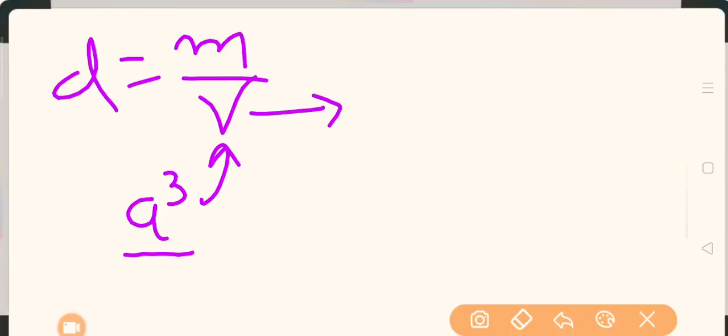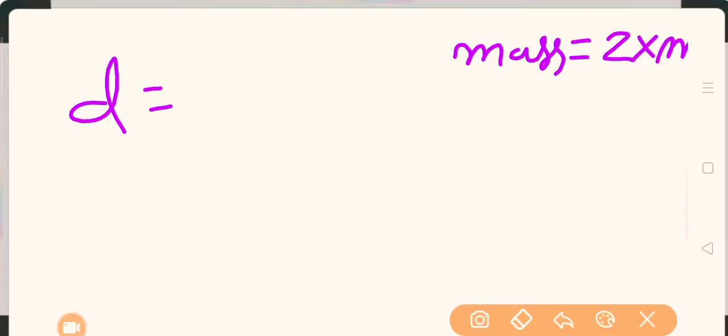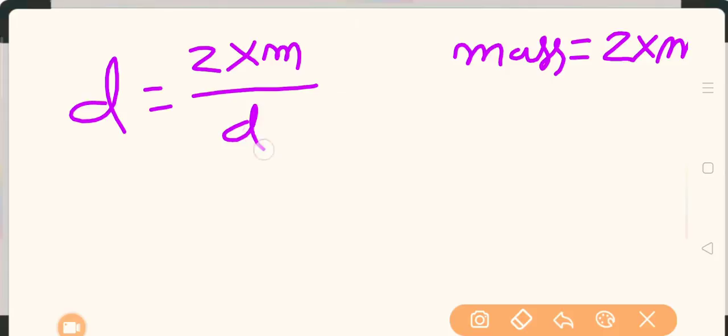By placing this value in the given equation we will get density of unit cell is equal to mass over volume. Now mass of unit cell is equal to, as we discussed, Z into m, where Z is the number of atoms per unit cell and small m is the mass of a single atom. So it will be Z into small m divided by the volume of unit cell, which will be a cube.